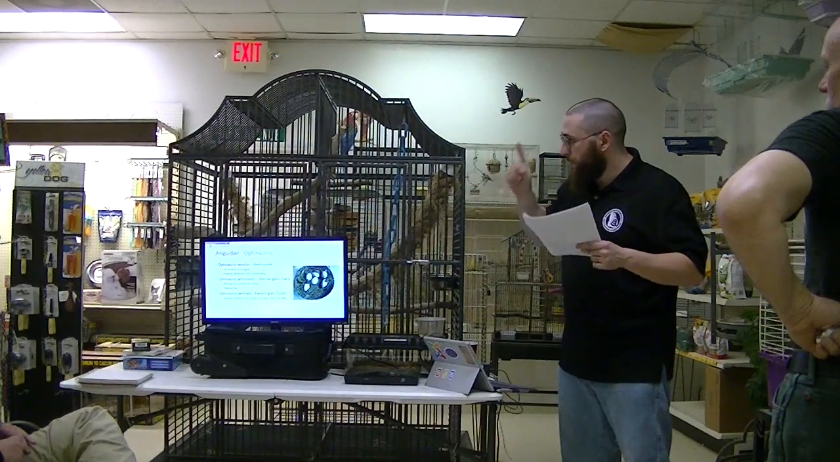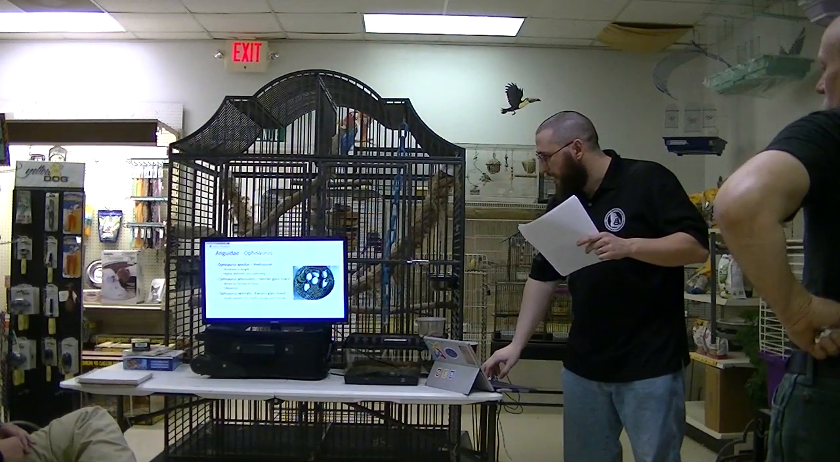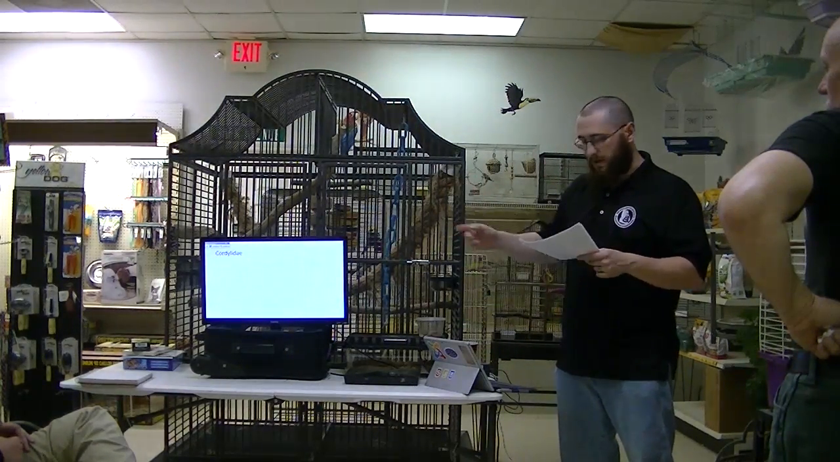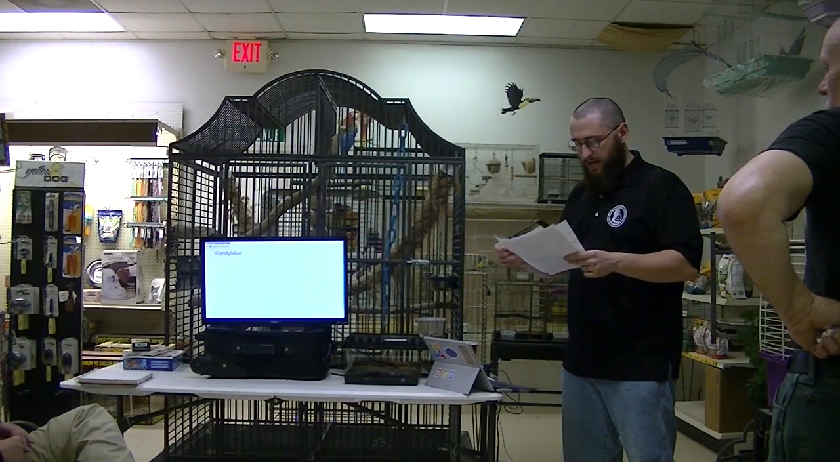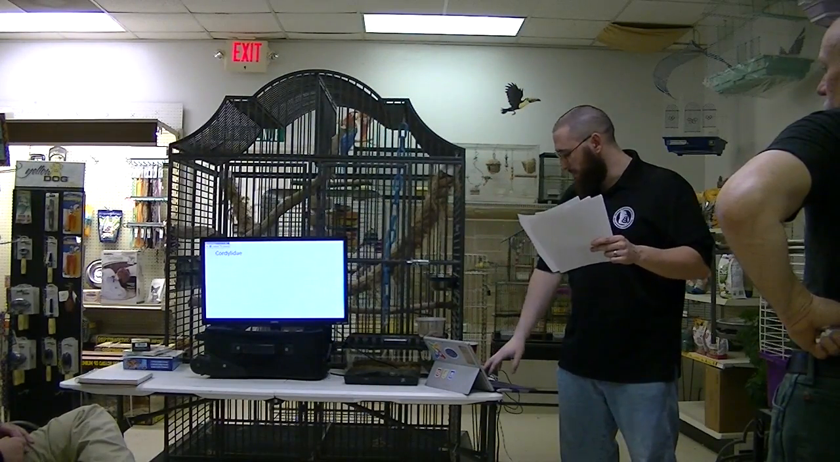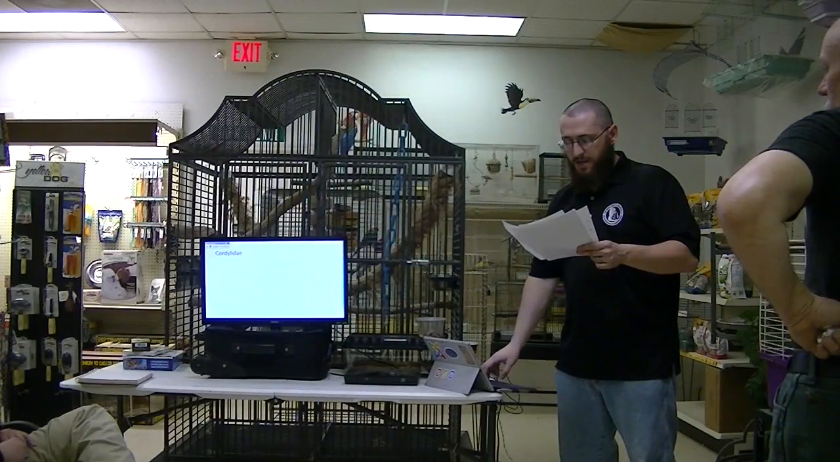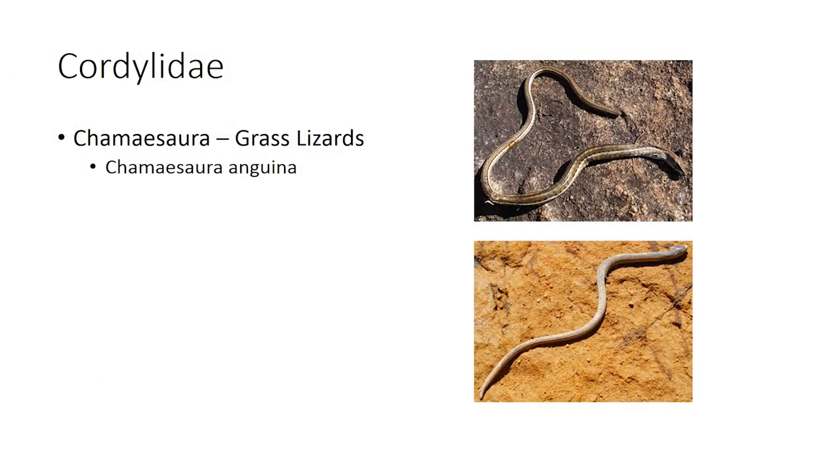All right. So the next family we'll talk about is Cordylidae. Now, Cordylidae, once again, is mostly based in Central Africa, and it includes this genus Chamaesaura, which are often called grass lizards. This right here is called the Chamaesaura anguina, often called the Cape grass lizard. We'll get some other pictures in just a second.